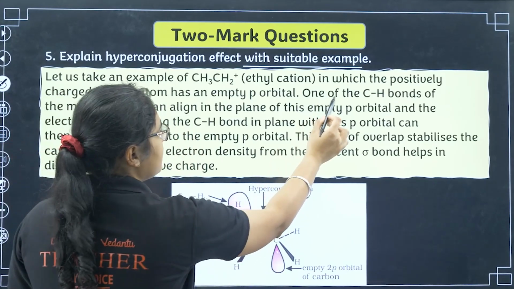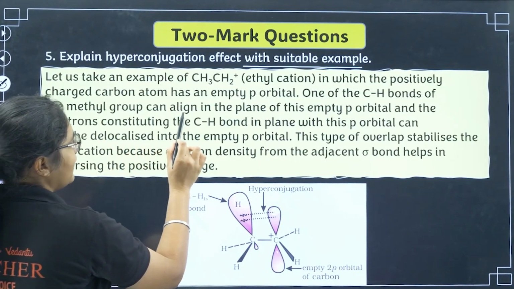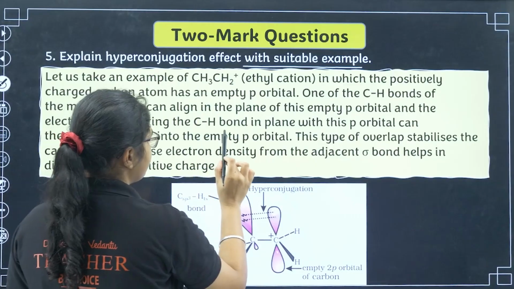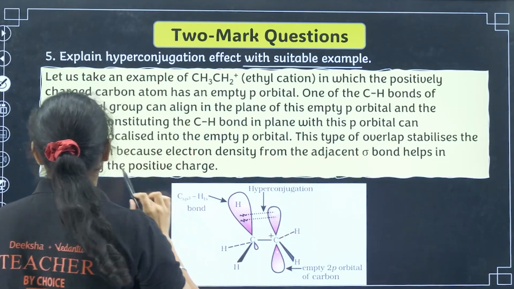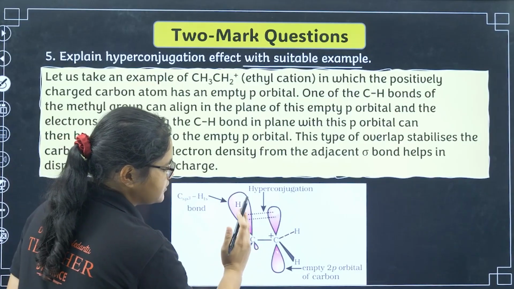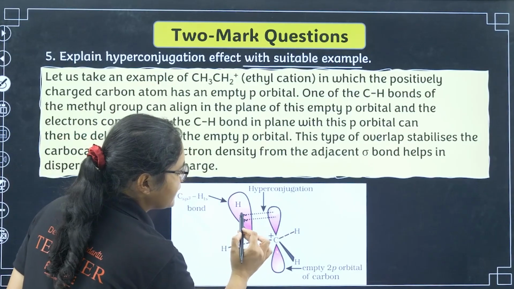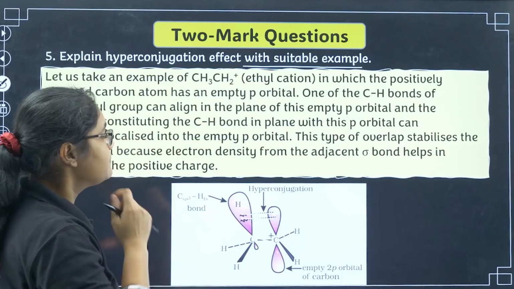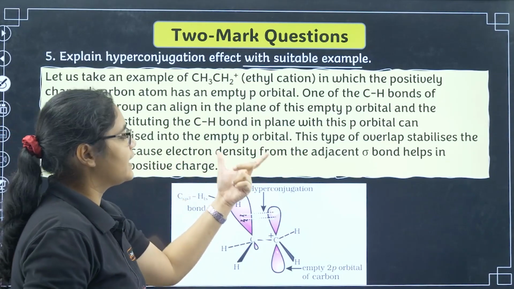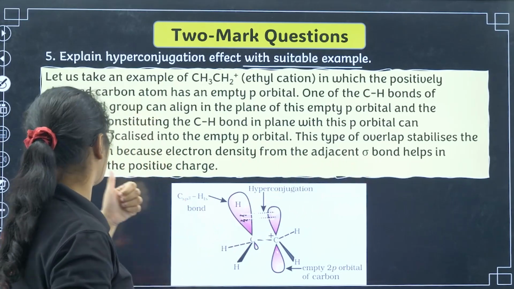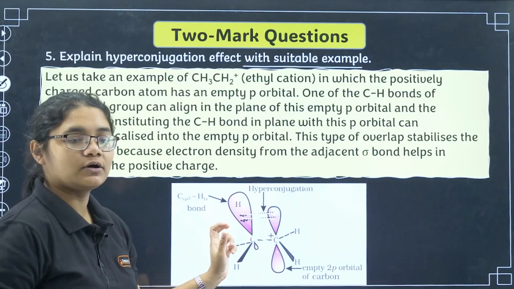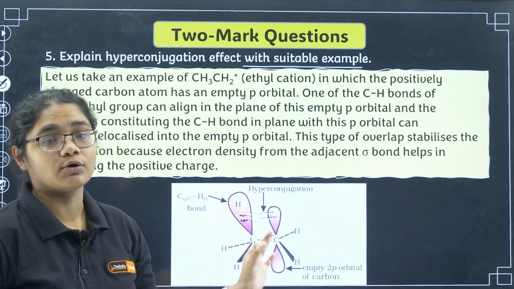Next, one of the CH bonds of the methyl group can align in the plane of this empty p orbital, and the electrons constituting the CH bond in the plane with this p orbital can then be delocalized into the empty p orbital. So if you see, this CH bond aligns with this one, and then donates its electron here. Now what happens? This type of overlap stabilizes the carbocation because the electron density from the adjacent sigma bond helps in dispersing the positive charge. So this type of overlapping or effect is called the hyperconjugation effect.